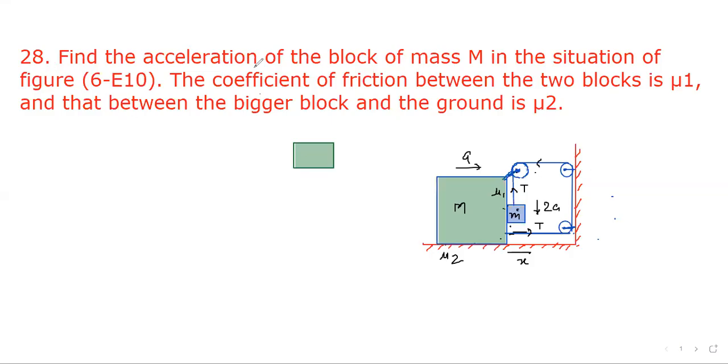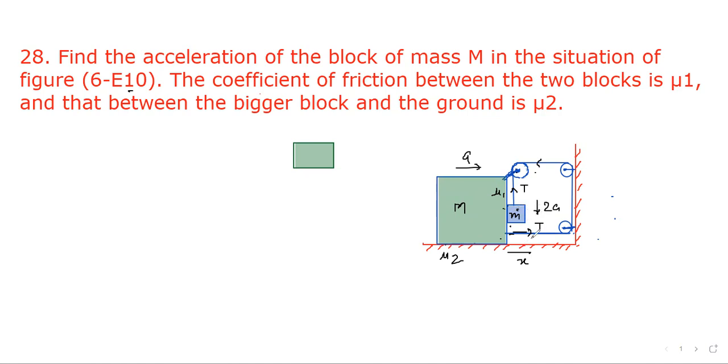Question number 28. Find the acceleration of the block of mass capital M in the situation shown in the figure. The coefficient of friction between the two blocks is mu1, and that between the bigger block and the ground is mu2. So coefficient of friction between these two blocks is mu1, and here it is mu2. Now we can consider the motion of both masses.